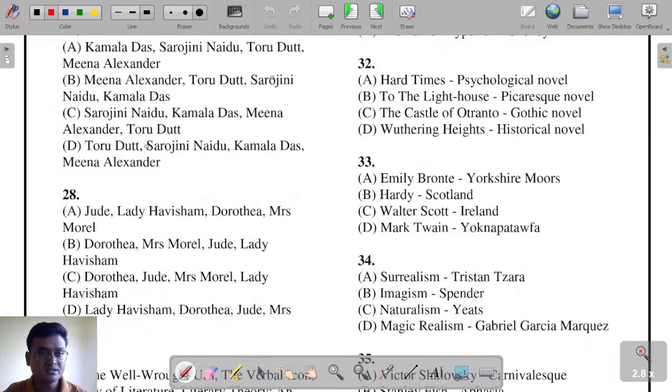Kamala Das, Sarojini Naidu, Toru Dutt, Meena Alexander. Which one comes first here? To arrange here. 27 is on your screen. It is Toru Dutt, Sarojini Naidu, Kamala Das, and Meena Alexander.